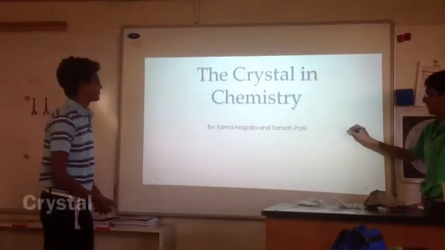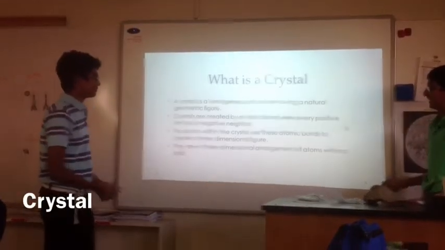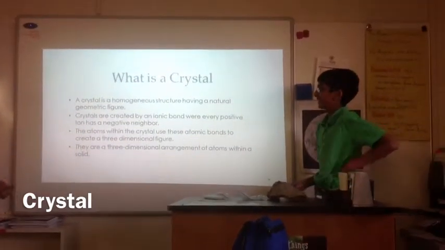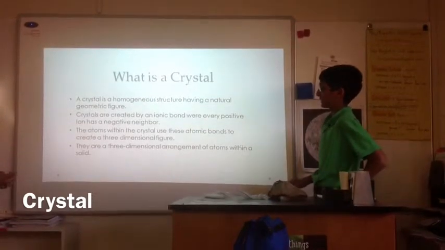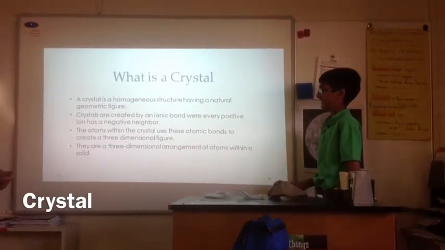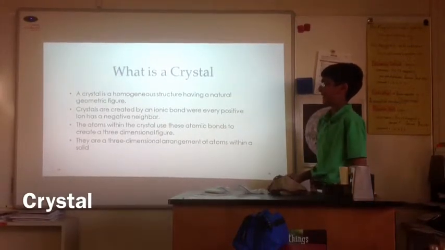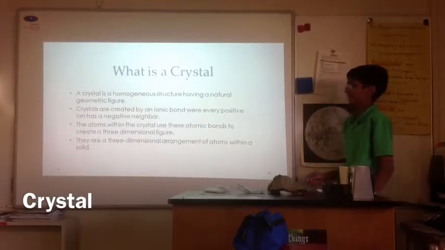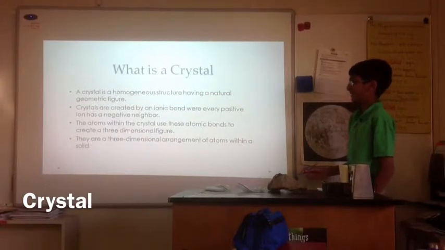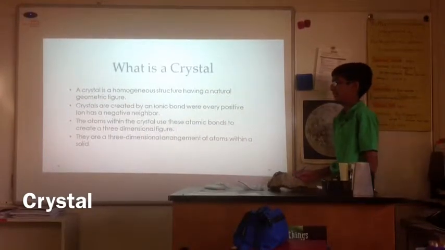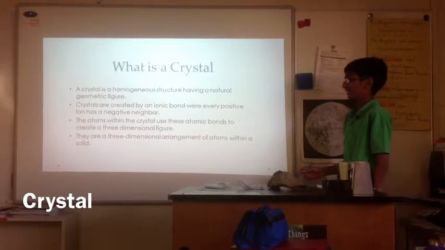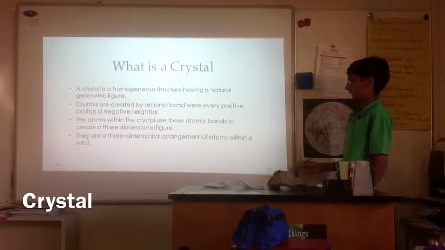This is the crystal. What is a crystal? A crystal is a homogeneous structure having a natural geometric figure. Crystals are created by an ionic bond where every positive ion has a negative neighbor. The atoms within the crystal use these atomic bonds to create a three-dimensional figure. They are a three-dimensional arrangement of atoms within a solid.